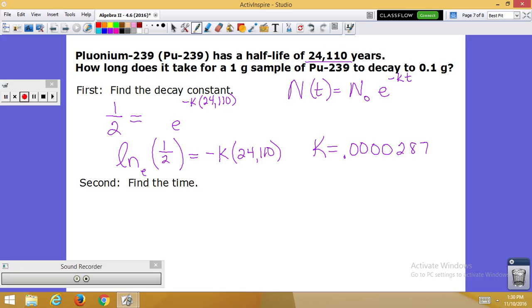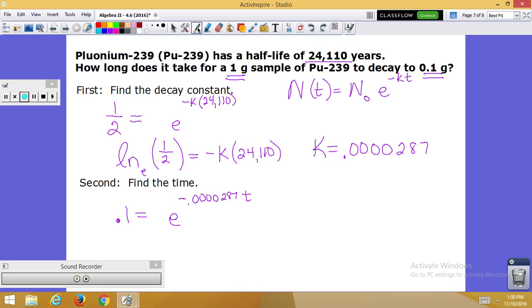Now we're going to find the time it takes for 1 gram to end up at 0.1 grams. So filling in my amounts, my final amount is 0.1. My initial amount is 1. I now know my constant. My constant is 0.0000287, and the time is what I'm looking for. Again, this 1 doesn't do anything for me.